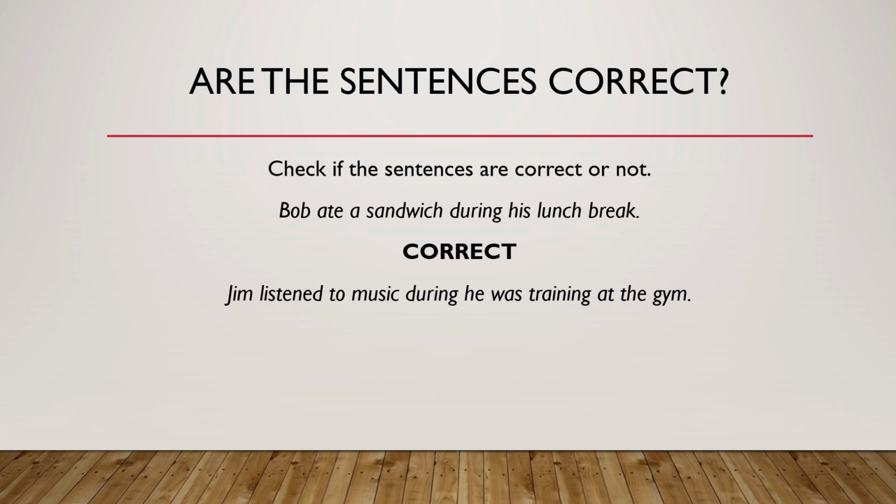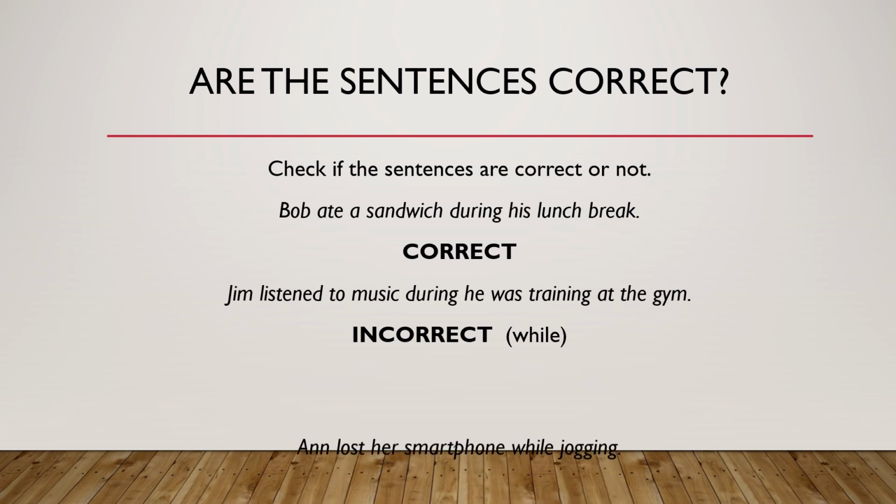Next, please repeat after me. Jim listened to music during he was training at the gym. Is this sentence correct? No, it is incorrect. You should use while. He was training at the gym is a sentence. It's not a noun. Jim listened to music while he was training at the gym is correct.